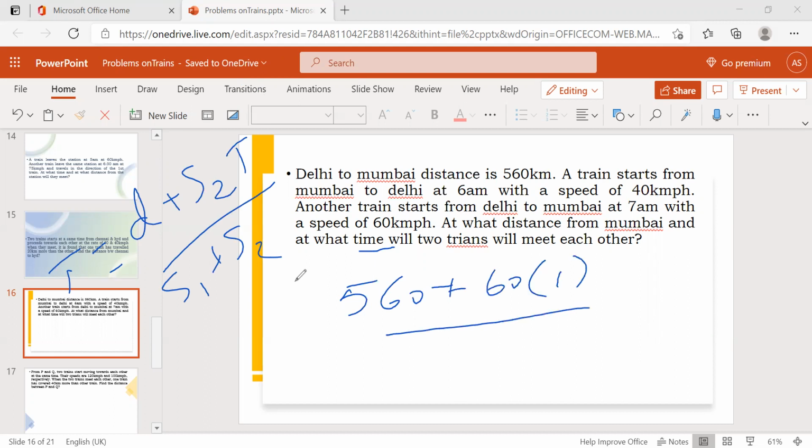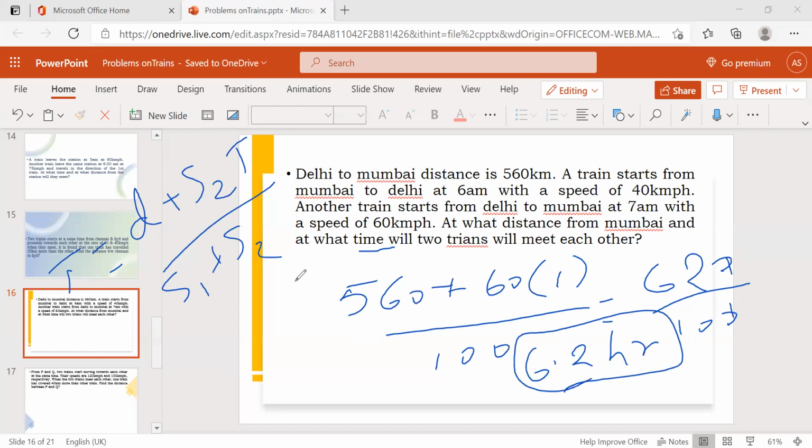The time difference is 1 by 100. It's nothing but 620 by 100. So 6.2 hours, which means 6 hours 12 minutes. 0.2 hours converted into minutes is 12 minutes. So 6 hours 12 minutes.